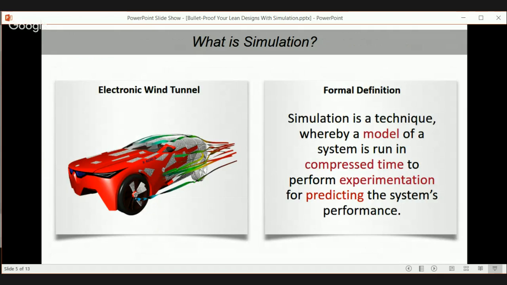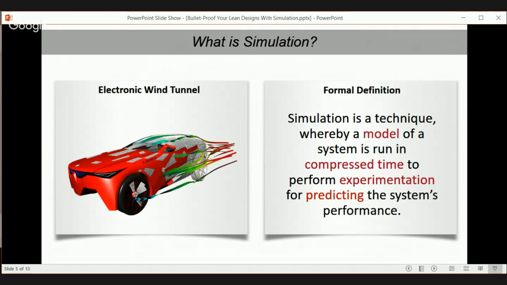So this is, again, I'm probably preaching to the choir here, but this is kind of like an electronic wind tunnel, a simulation model. So we build a model, here's a formal definition, of a value stream, or a production cell, or an office process, or a hospital process, and we're able to run that model in compressed time. So it runs on a computer, so that an hour of elapsed time could be run in as few as a few seconds, in a simulation model. And why are we doing this? Well, we want to perform experimentation. We want to run experiments.